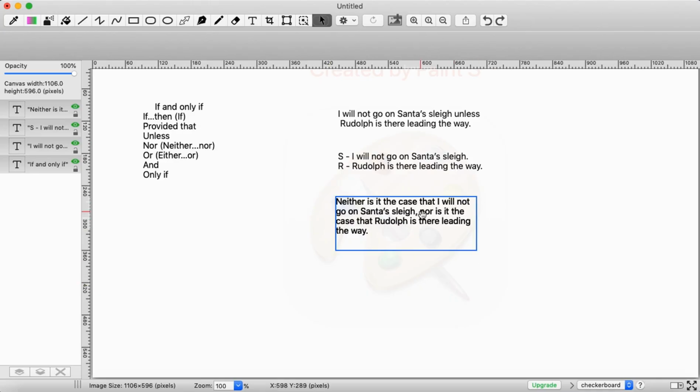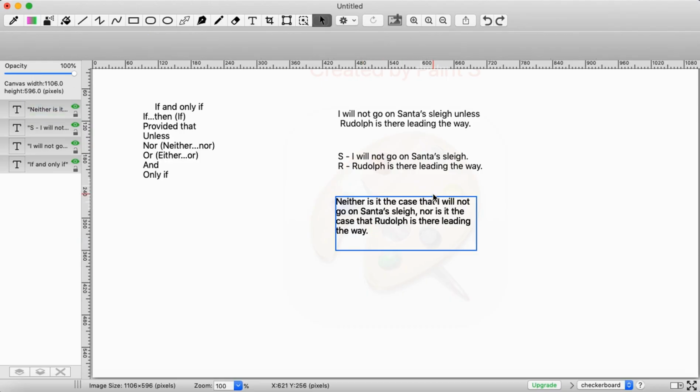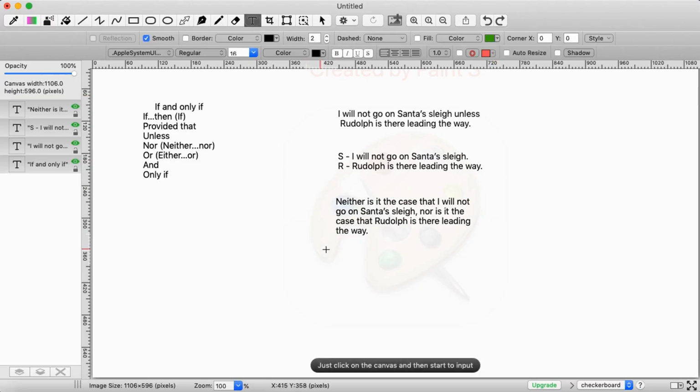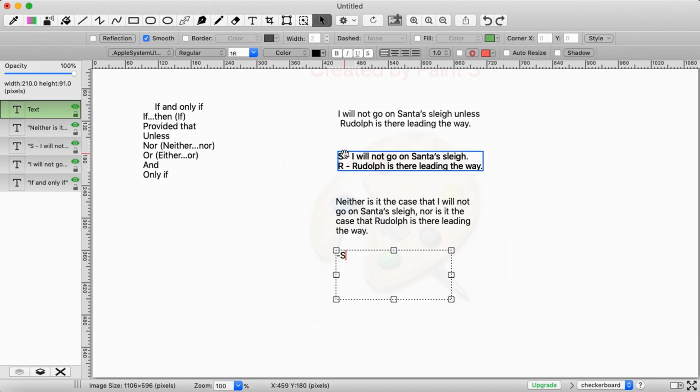So nor means that both of the statements have to be false for this to work. Okay? Yeah, so basically, I will not go on Santa's sleigh. That has to be false. And Rudolph is there leading the way. That has to be false. Okay? So when we write this, it's going to be like this, okay? So that means, remember, when you have something, saying something's the opposite, right? If you're saying something's false, this would be negative S, right? Not just S. It's now negative S, okay? That's what's saying this is false, negative S.